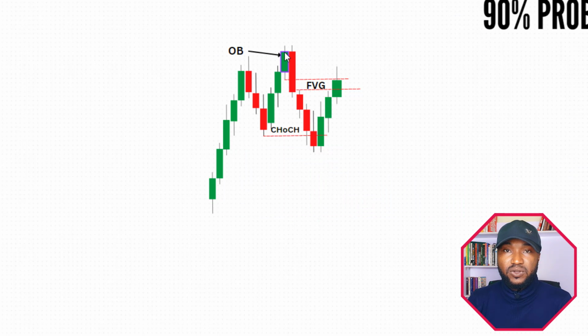You can see this is an order block. In this case, a bearish order block. That is the last bullish candle that was completely traded through by this red candle. Now, looking at this, you can see that it left a fair value gap.